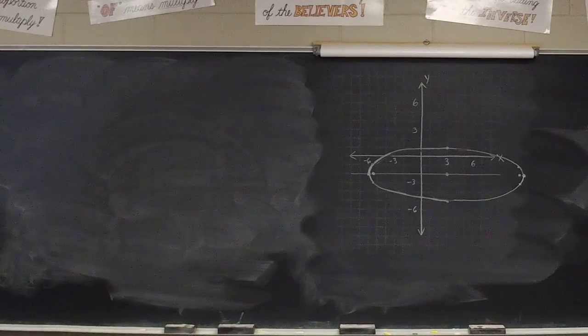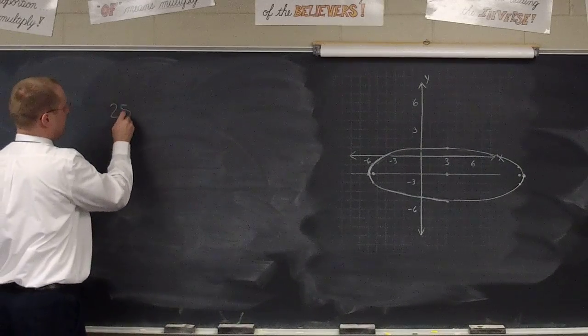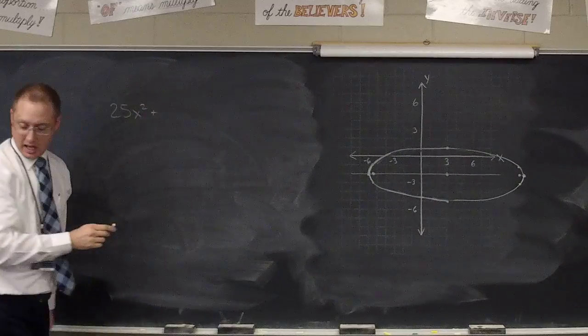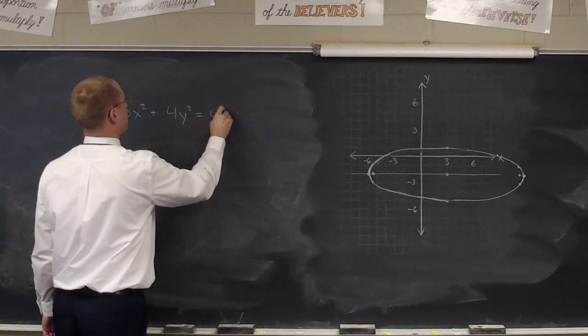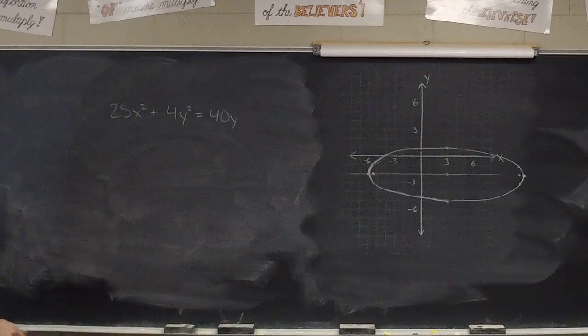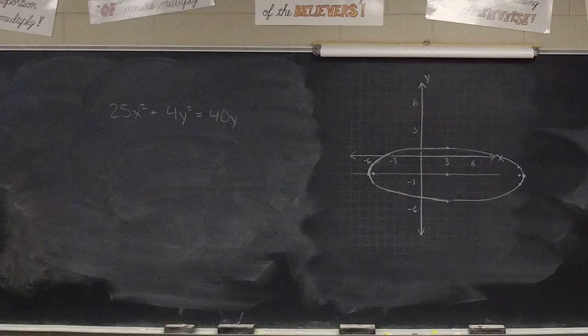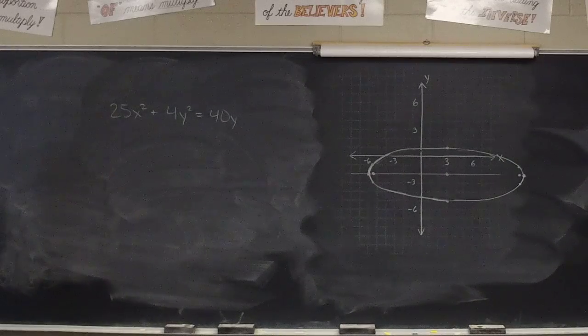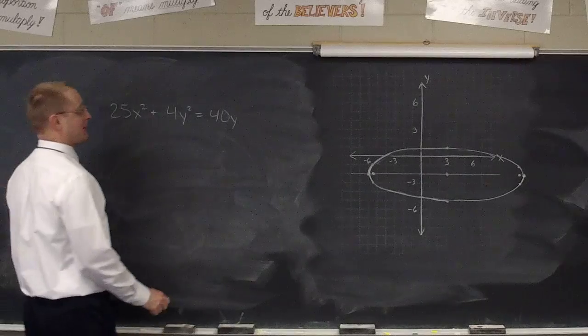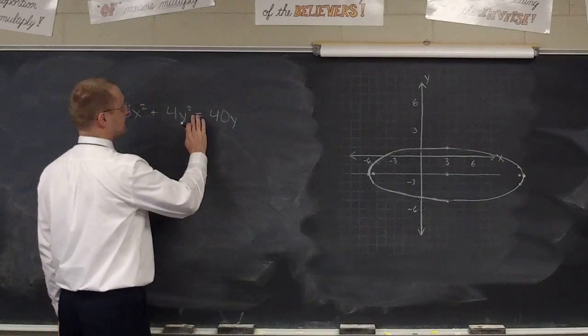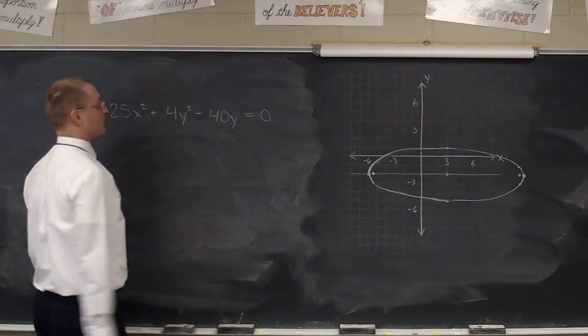It helps to read those. We've got 25x squared plus 4y squared equals 40y. And if you're not careful, you'll miss the existence of that little y. You'll say, oh, divide everything by 40. No. What do we need to do? Everything by 40y. Move the 40y over as a negative. Set it equal to 0.